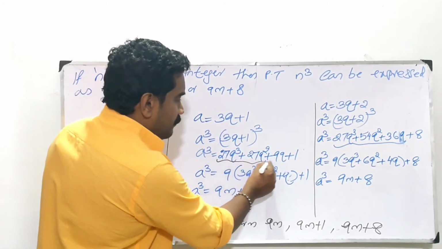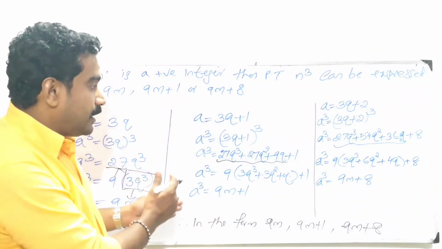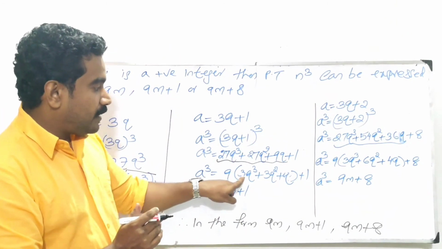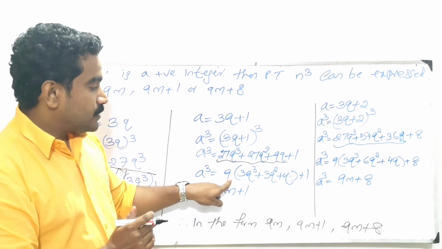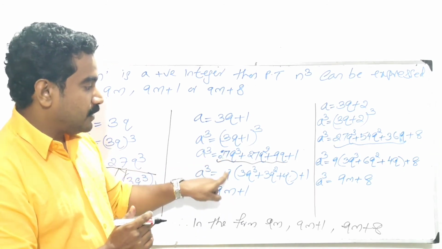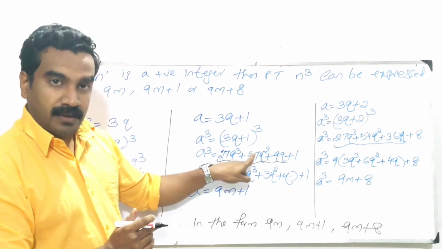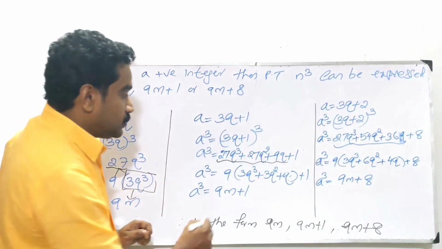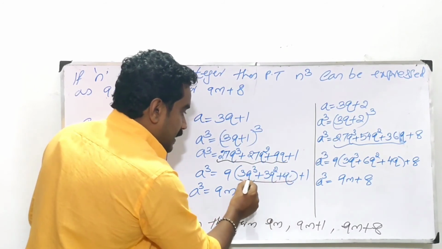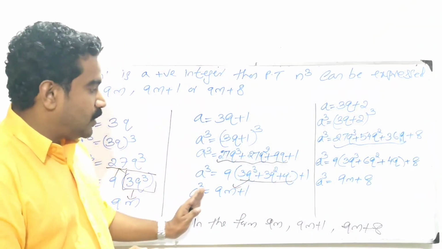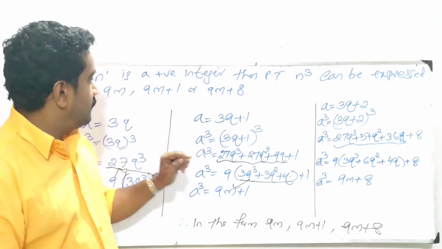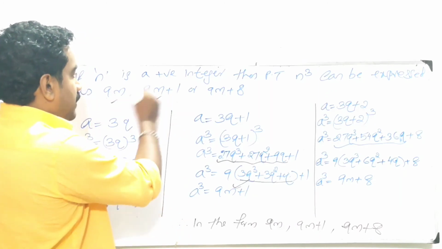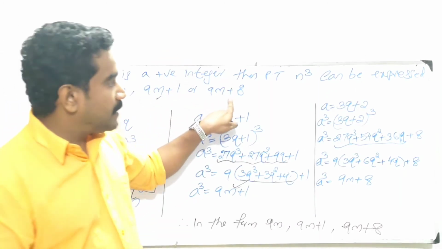Here from the first three terms we take 9 as common. So 9 into 3q cube, 27q cube; 9 into 3q square, 27q square; 9 into q, 9q; plus 1. So this one we take as m. So we are expressing a cube equal to 9m plus 1. So this part is also over. The next is the 9m plus 8.